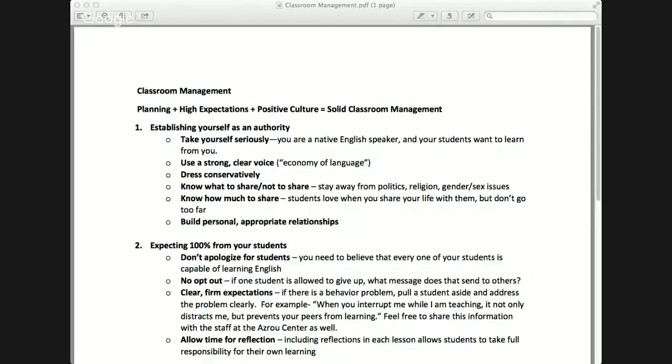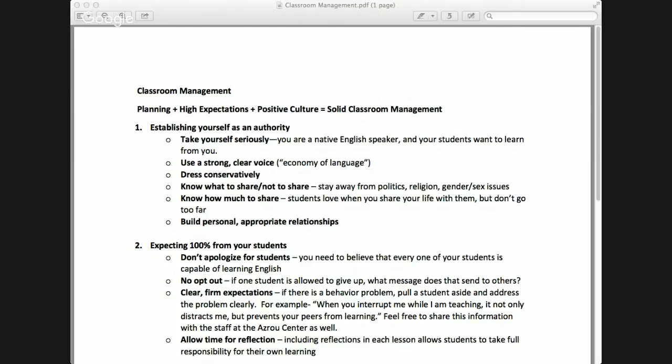So first off, is the key to classroom management. This really connects to the lesson plan that we just spoke about. Having a good lesson plan and keeping students challenged and busy is the best way to preempt any sort of classroom management problems.